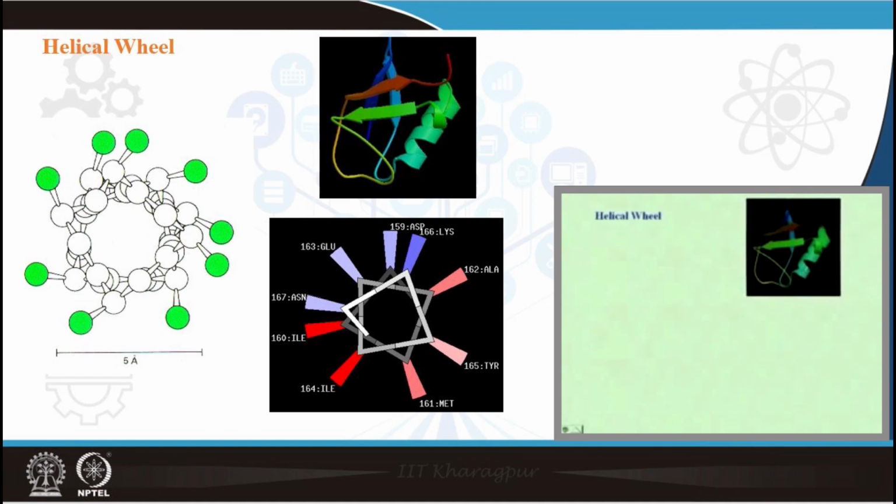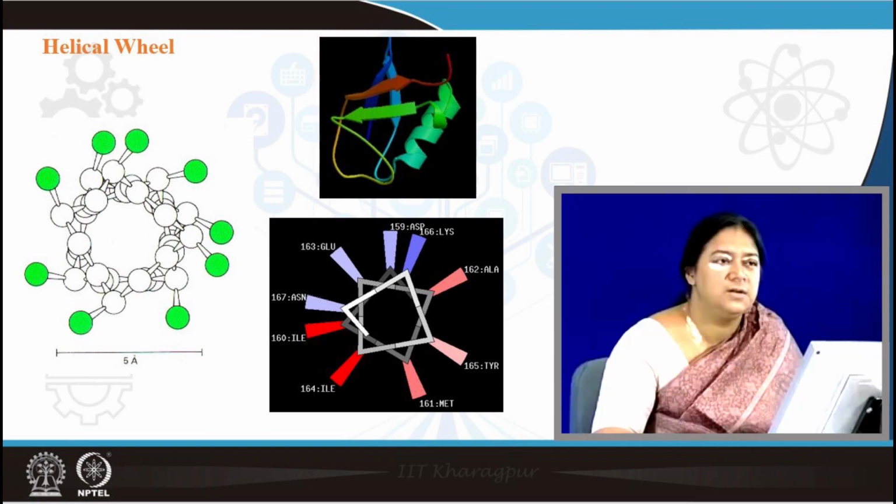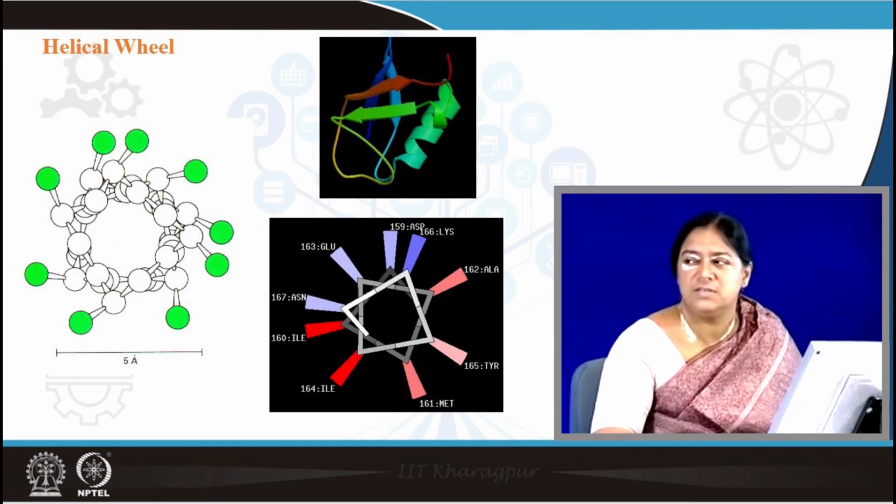Why? Because my helix is a surface helix, and in here I expect hydrophobic types of residues because this is facing the central core of the protein. On the surface I expect hydrophilic amino acid residues because it is facing, what is it facing? It is facing the solvent.